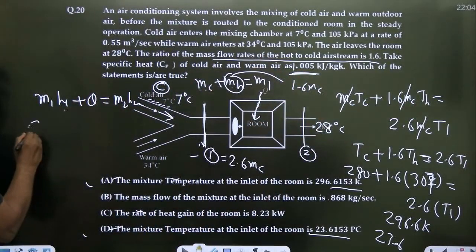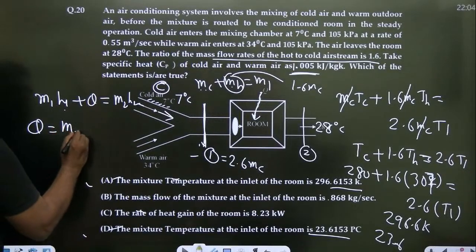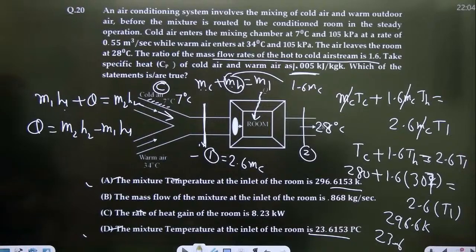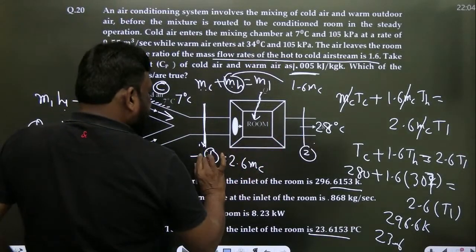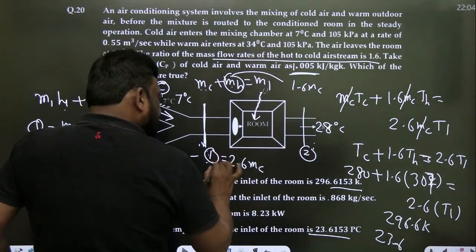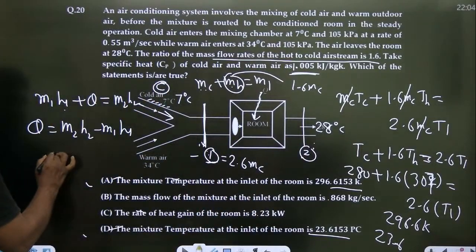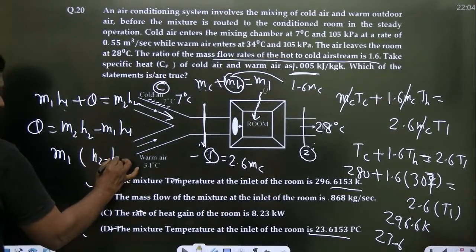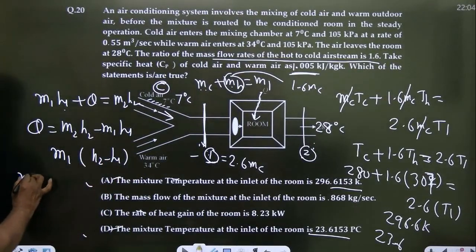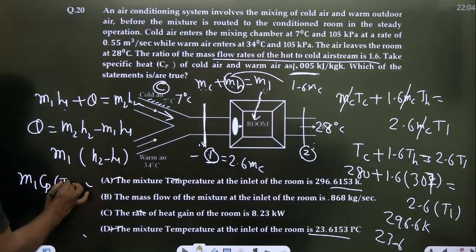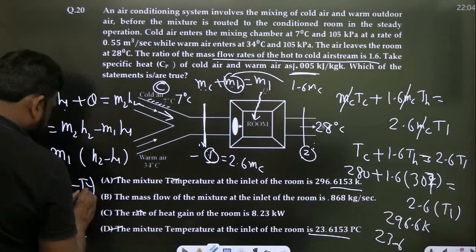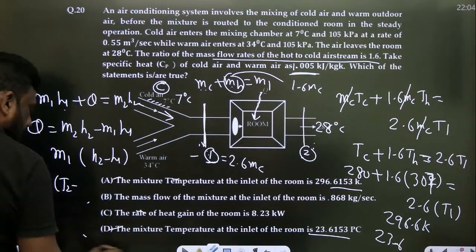q, so q will be equal to m2h2 minus m1h1, excellent sir। बट m1 m2 is same, m1 m2 दोनों बराबर है, so therefore m1 को बाहर ले लो, h2 minus h1, excellent sir, और m1 into cp into t2 minus t1 sir, t2 minus t1, ठीक है सर? नहीं आ रहा है सर आपको?